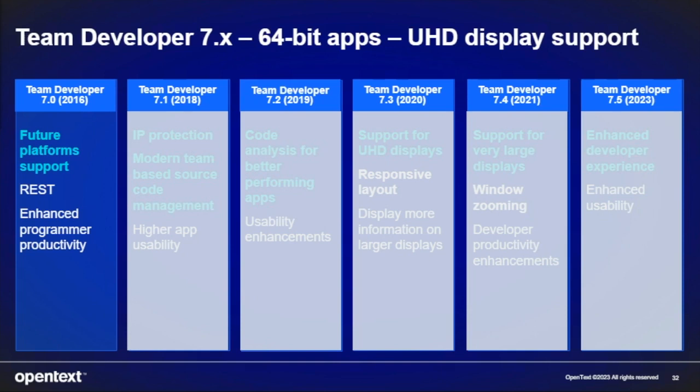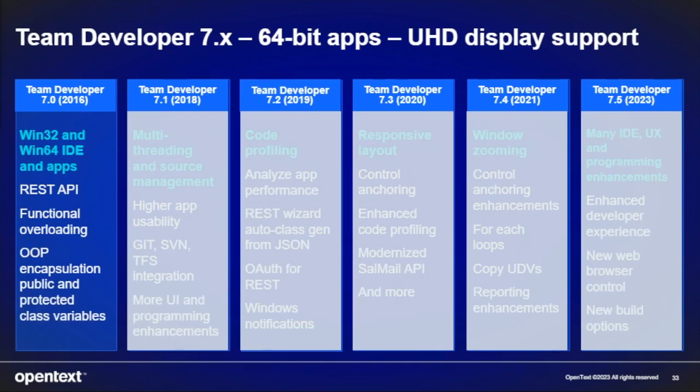Enhanced programmer productivity in 7.0. So with 7.0, you get 32-bit and 64-bit native Team Developer applications, so not .NET. The REST API, you can call REST services wherever they are. In programming, you get function overloading, so you can create multiple functions with the same name but a different function signature.